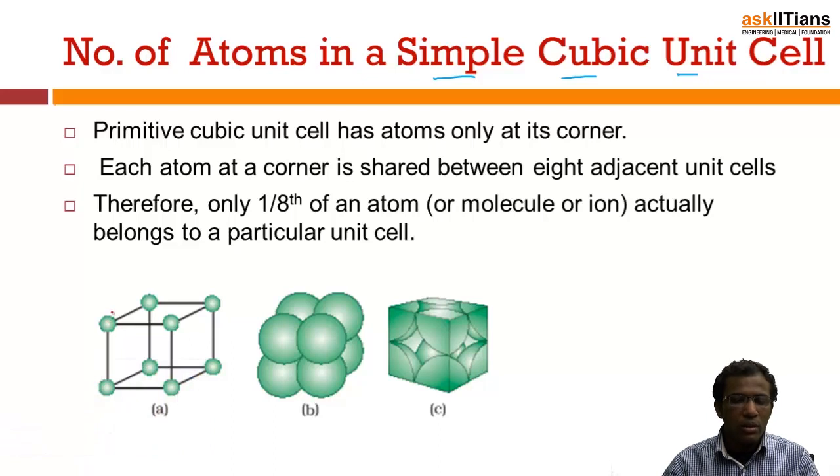So, 1 by 8th of this particle belongs to this unit cell. So, in total I have 8 particles. So, 1 by 8 into 8 is equal to 1, right. So, I have 8 particles at the corners, and 1 by 8 is the contribution of one particle towards this unit cell. So, as a whole I have only one particle present in the simple cubic unit cell. Okay. So, the number of atoms present in a simple cubic unit cell is 1.